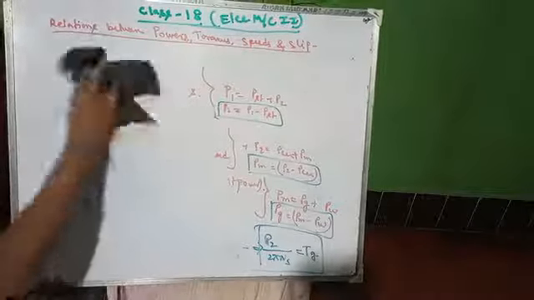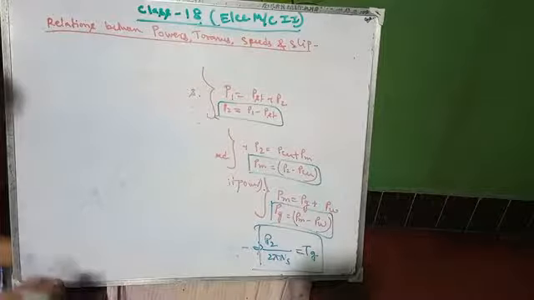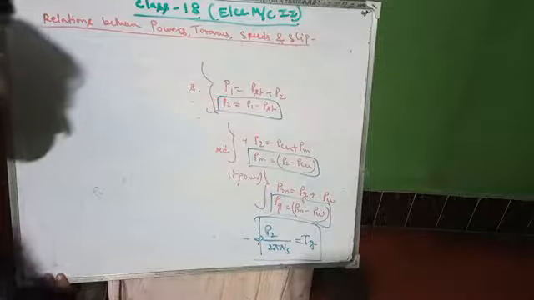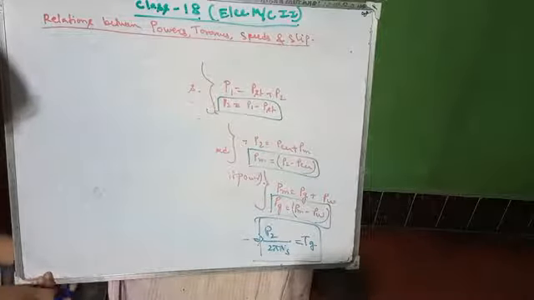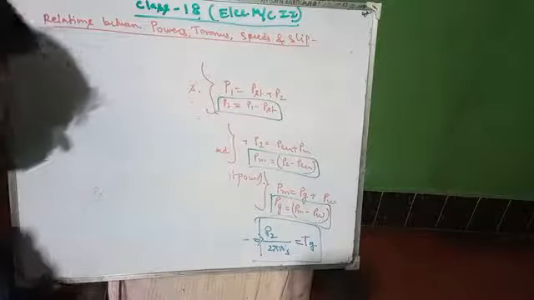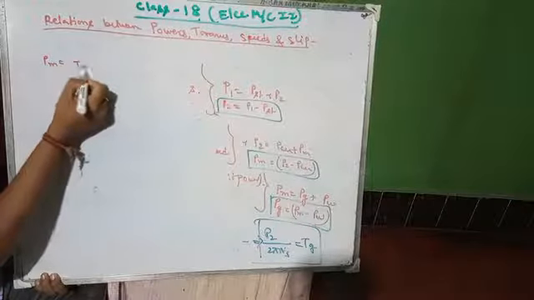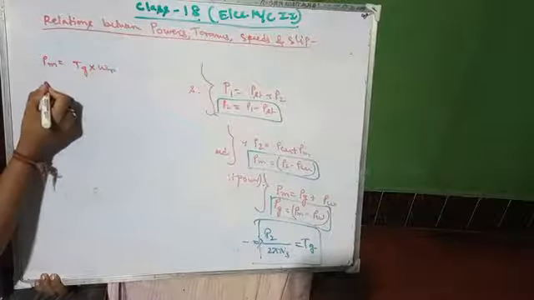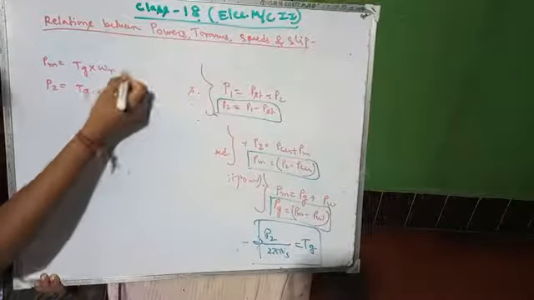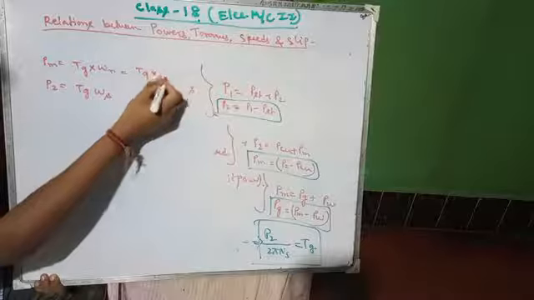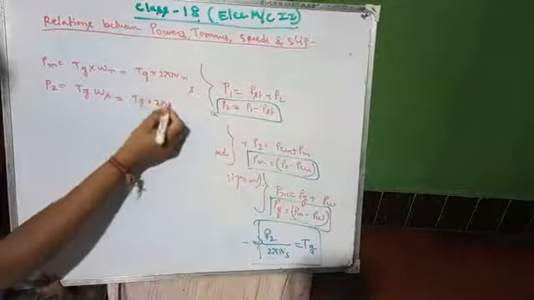Okay, so now I will move into incorporating the slip and speed. Here, Pm equals Tg into omega r, and P2 equals Tg into omega s, right? So Tg into 2 pi nr, and Tg into 2 pi ns.